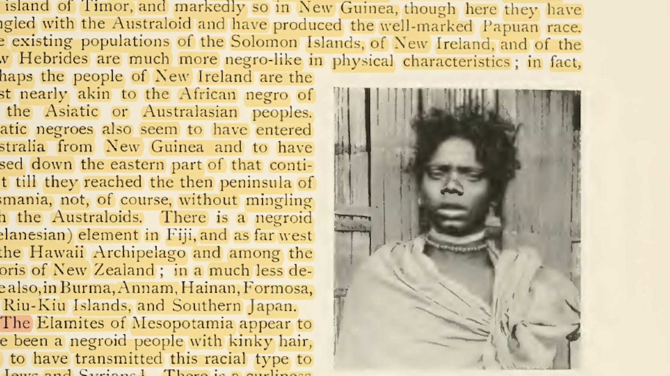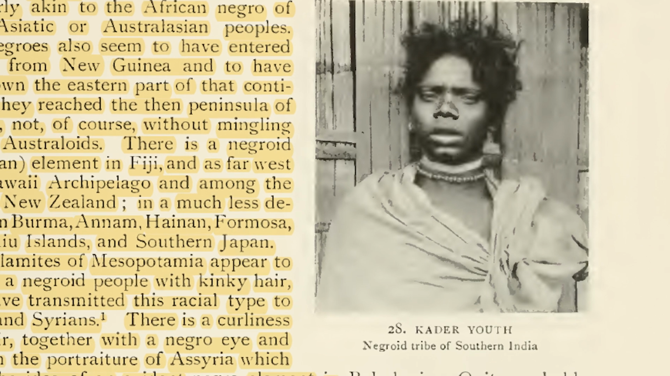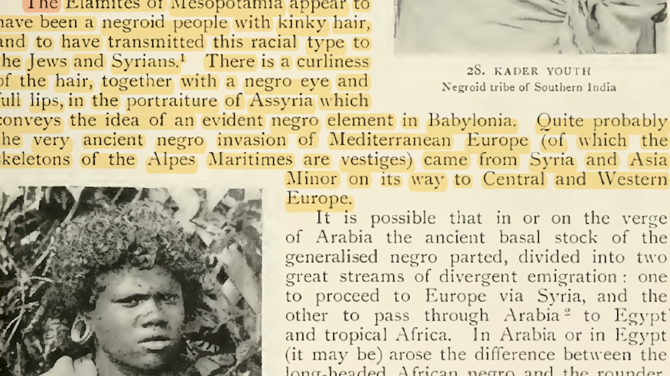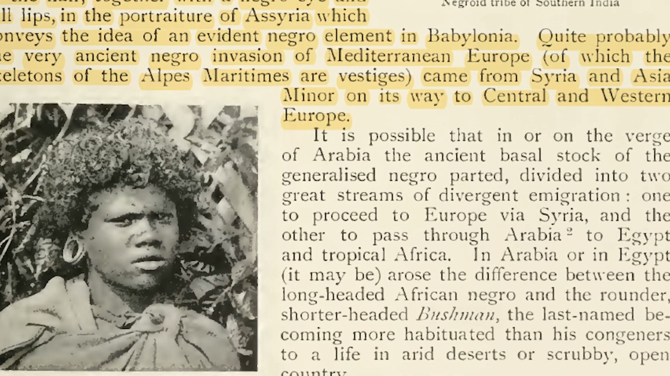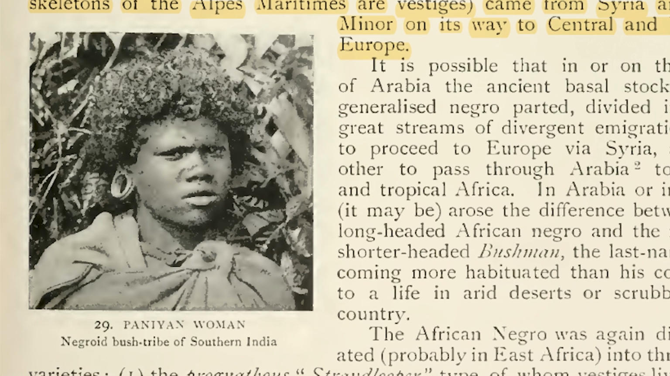So, just to highlight the visual right here on page 27, you see on the right-hand side, number 28, it's a Kader youth. You see how she looks right there. Then underneath it says Negroid tribe of southern India. Now let's drop down to the bottom left corner. Number 29, the Panayan woman. See how she looks? Then it says Negroid bush tribe of southern India.